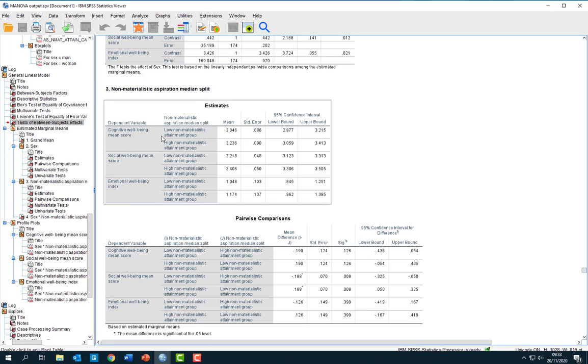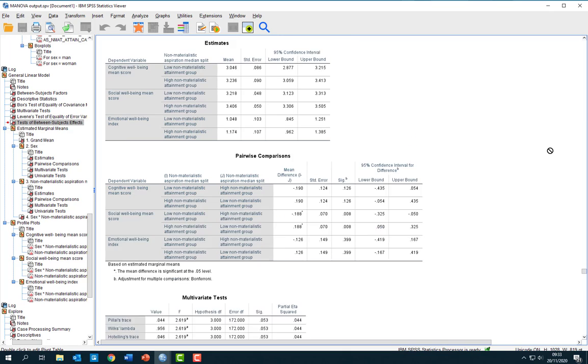And then if we look at the estimated marginal means for the non-materialistic high and low groups, so ignoring gender, we see that again in each instance the higher non-materialistic attainment group is going in the direction we expected, but we need to be wary of drawing too many conclusions, because obviously for some of these variables there wasn't a statistically significant result.